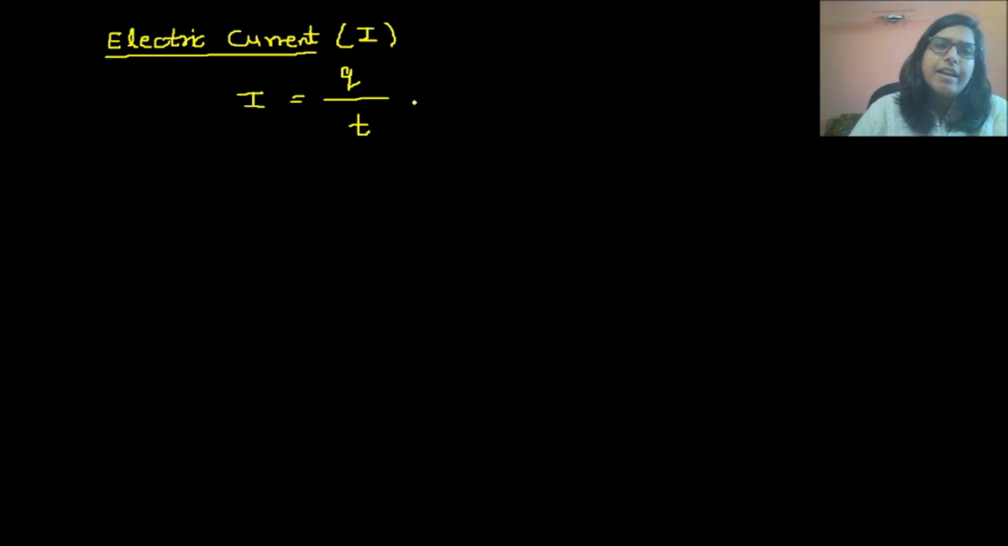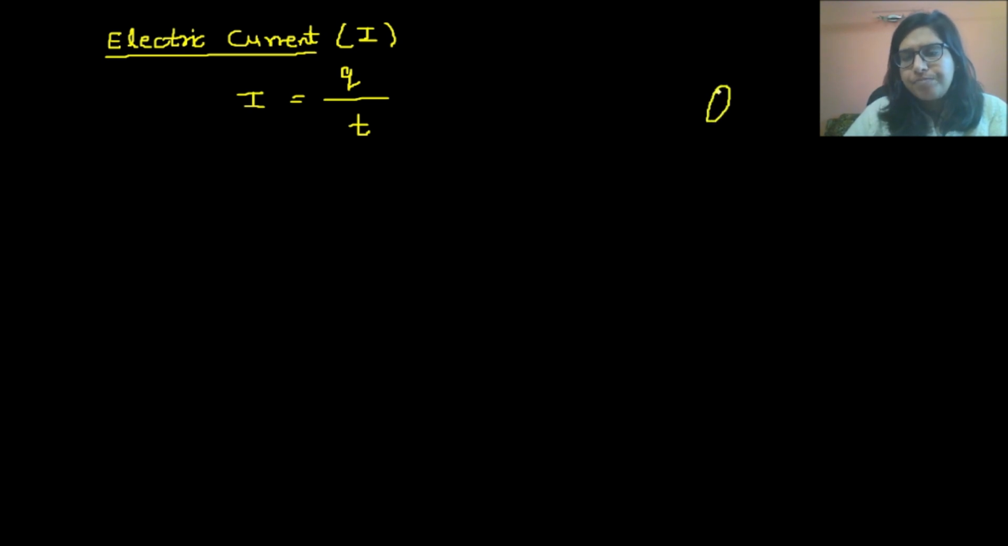So what is electric current? Electric current is the total amount of charge which is flowing through a conductor per unit time. Current is represented by I, small i or capital I. So current is the flow of the total charge flowing through a conductor in a time t. So this will be the electric current.